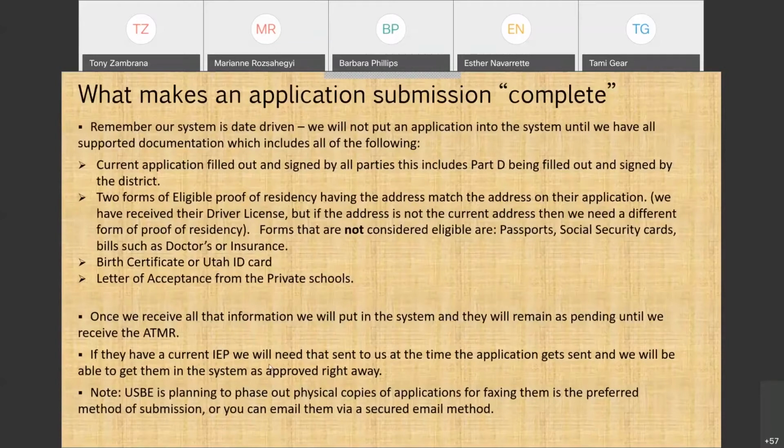But date driven means that I'll put them in, and they're in pending mode. We've received their application prior to the application deadline, but their check won't be coming until probably Q2's check. So they would get retroed for that one. Basically they get that payment, I guess, if anybody has questions on that. If it's an IEP, just send that in and we should be able to get them approved right away. And that's pretty much it.